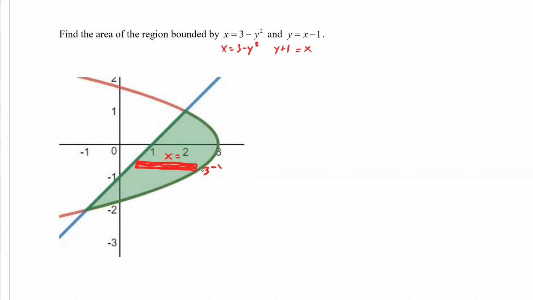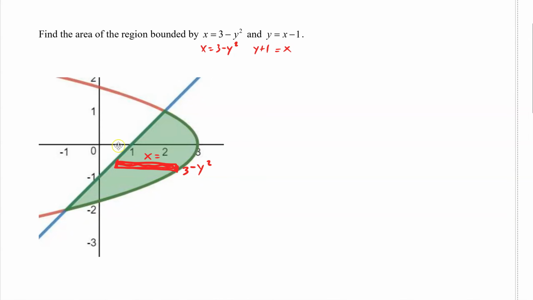This is 3 minus y squared. That's our top, because you can tell as the x's are getting bigger, this is all about x now. So as the x's are getting bigger, we're getting here. And so that's the height. And then down here is y plus 1. That's our line. And so we already know that it's the integral of top minus bottom.